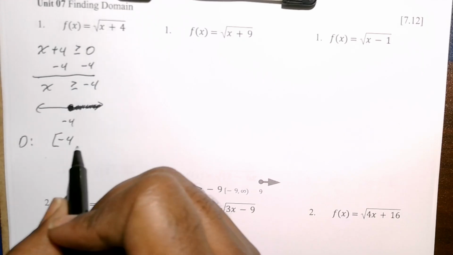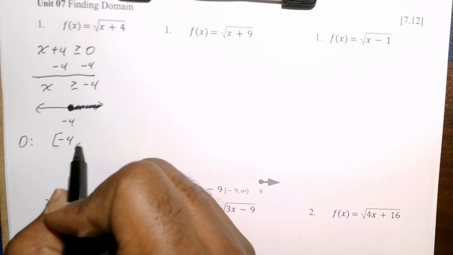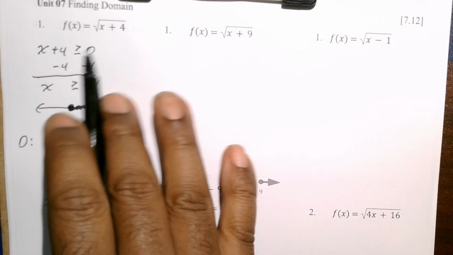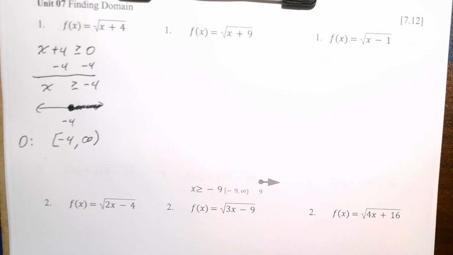So I'll label my domain. It will be the negative 4. We'll include the negative 4, and everything to the right here, which will be infinity, and we always use parentheses. So there's the domain for this function.